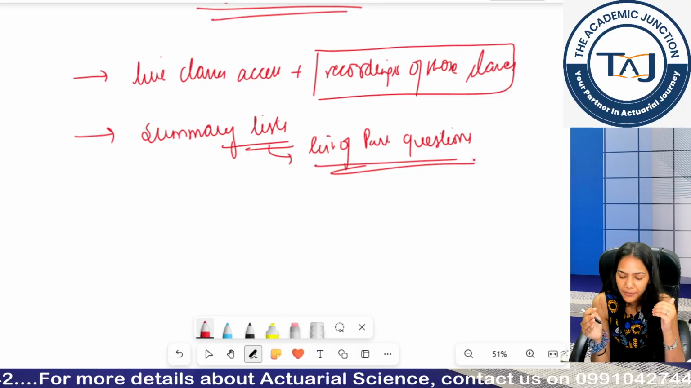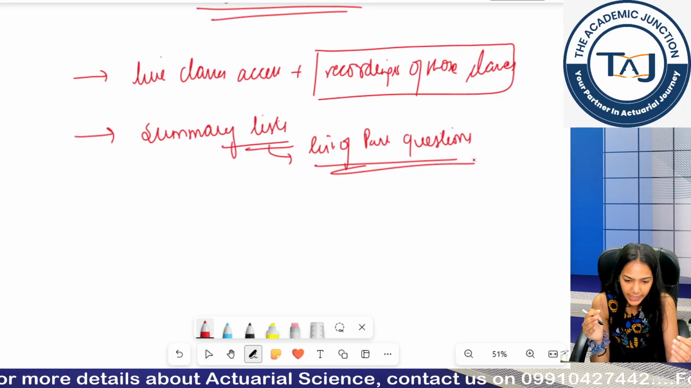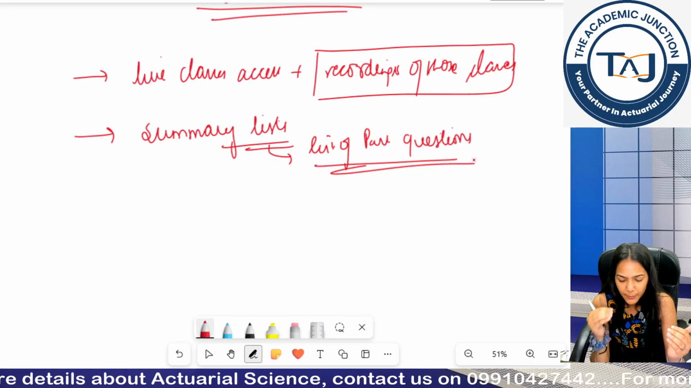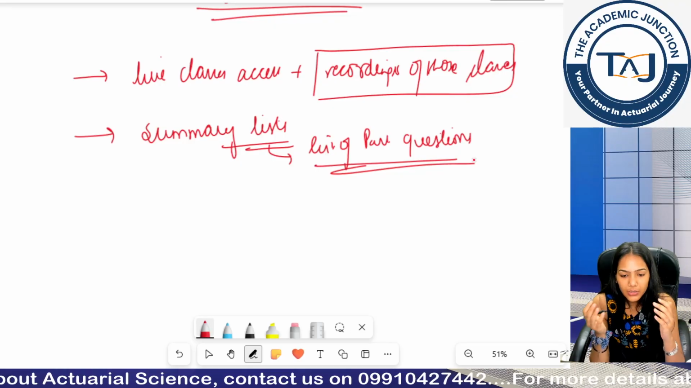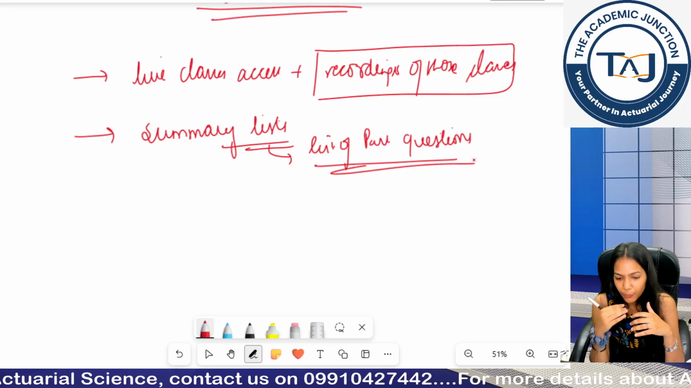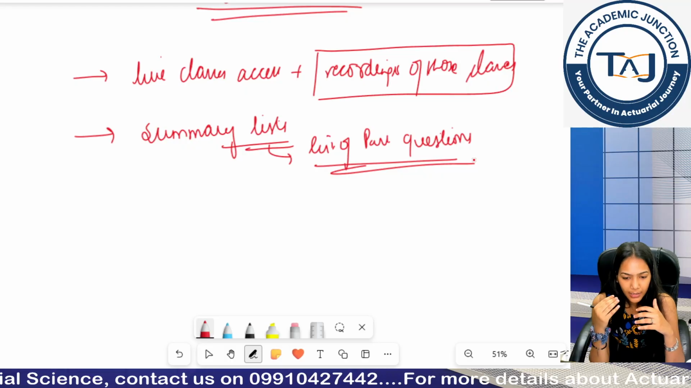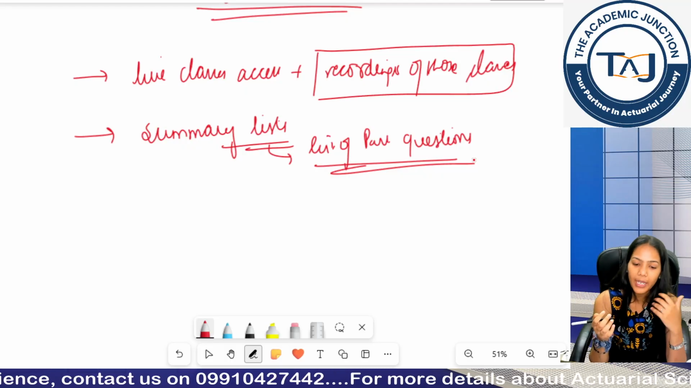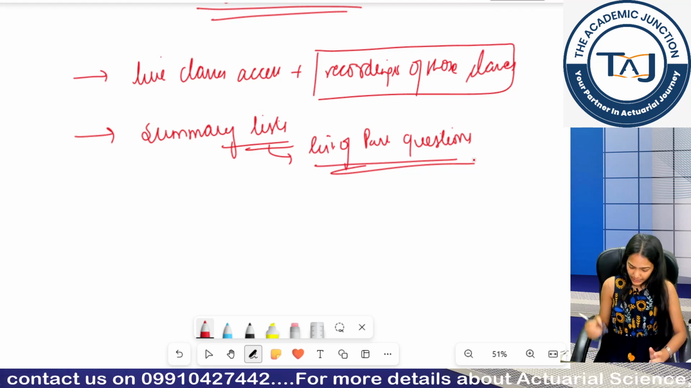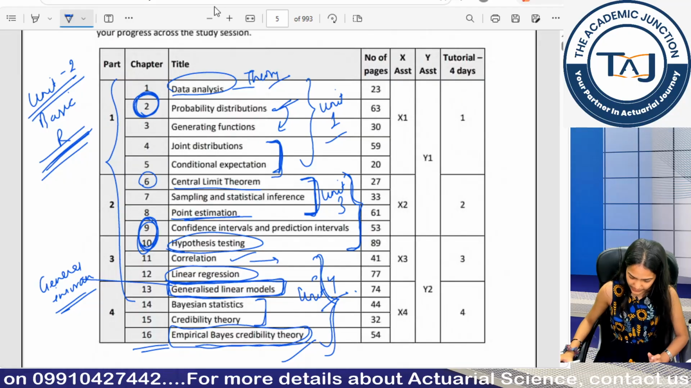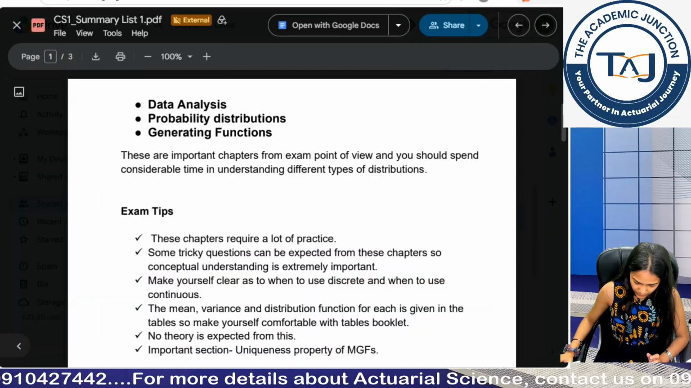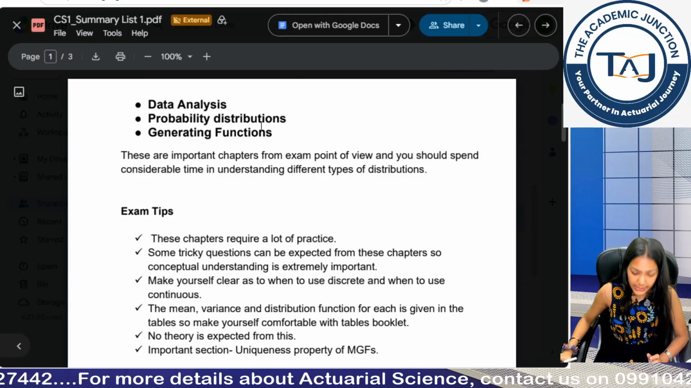Students appearing from IAI can use the summary list for IAI, and those from IFOI should use the summary made for IFOI. Okay. So it basically contains the list of question numbers that are important from the exam perspective and from those chapters that you have done. Let me show you a glimpse of the summary list that you will be receiving. So, yes, this is the summary list basically.